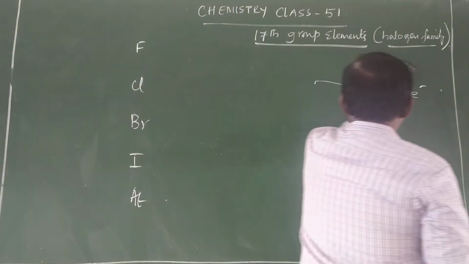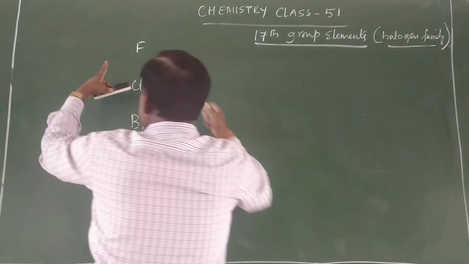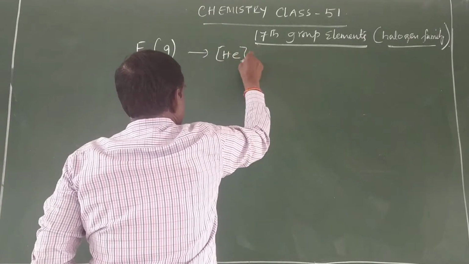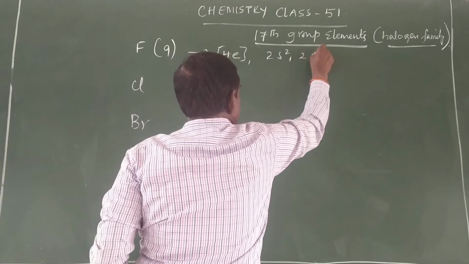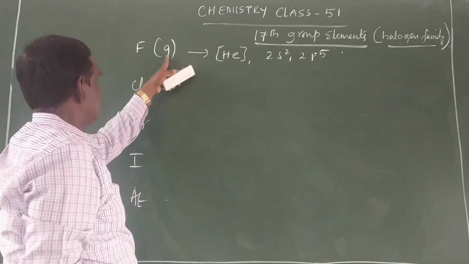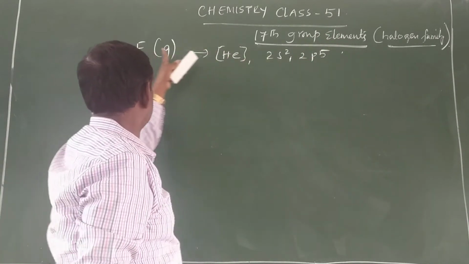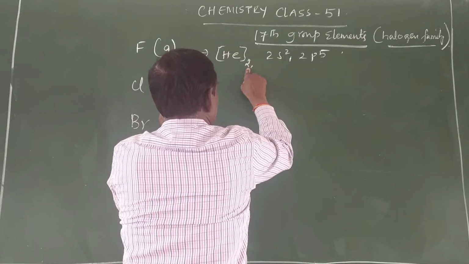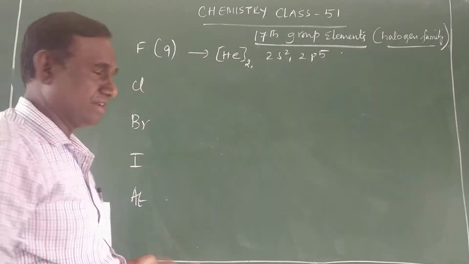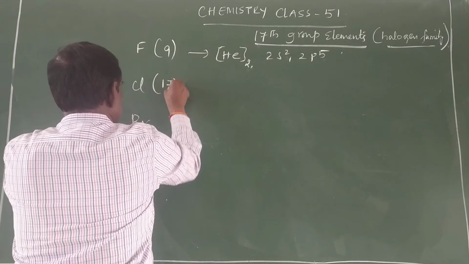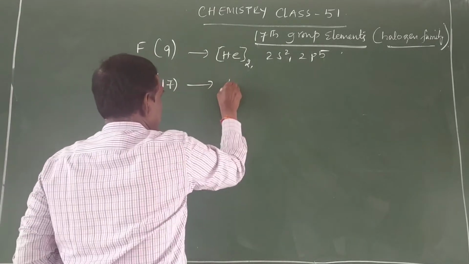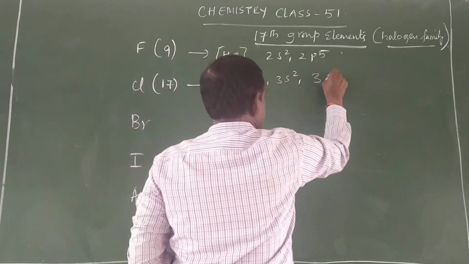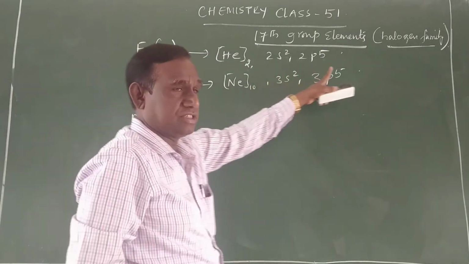First is fluorine, atomic number 9: helium 2s2 2p5. Helium means 2 electrons, 2 plus 2 is 4, plus 5 is 9. Then chlorine, 17: take neon, which is 10, then 3s2 3p5. 10 plus 2 is 12, plus 5 is 17.